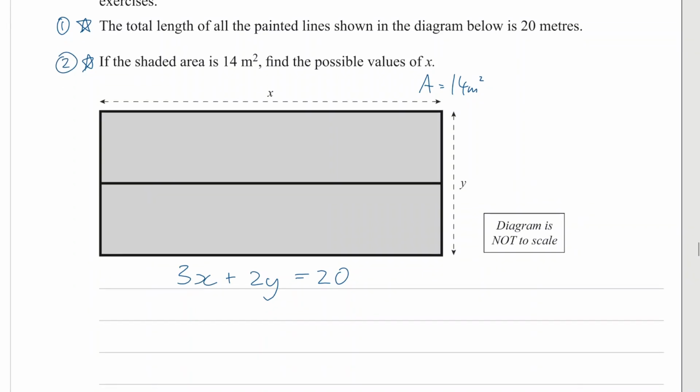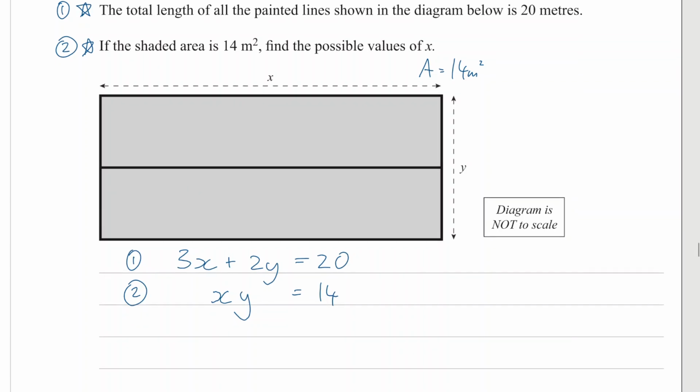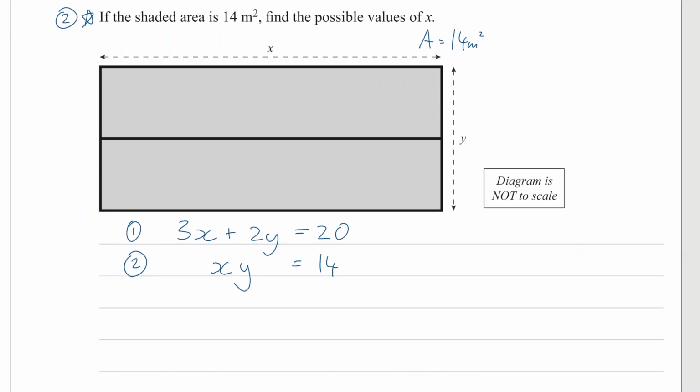Now, equation 2. The shaded area is 14. The area of a rectangle, we know that is length times width, or in this case, x times y is equal to 14. So what we've done is we've taken information from the question and written 2 equations in terms of x and y. That was the hard bit. Now, the easier bit is just solving it.